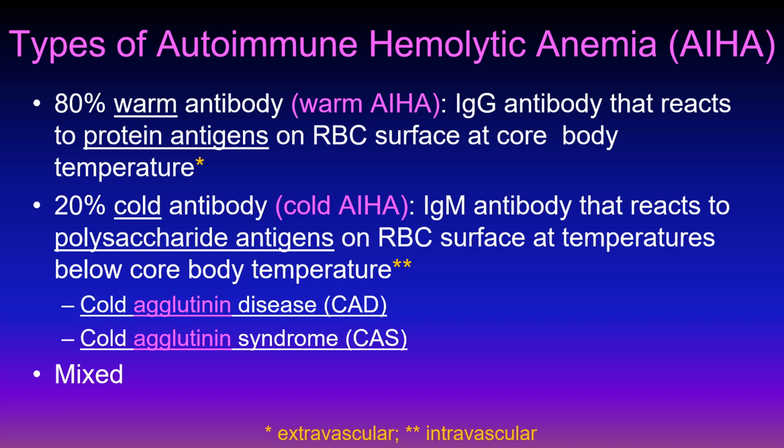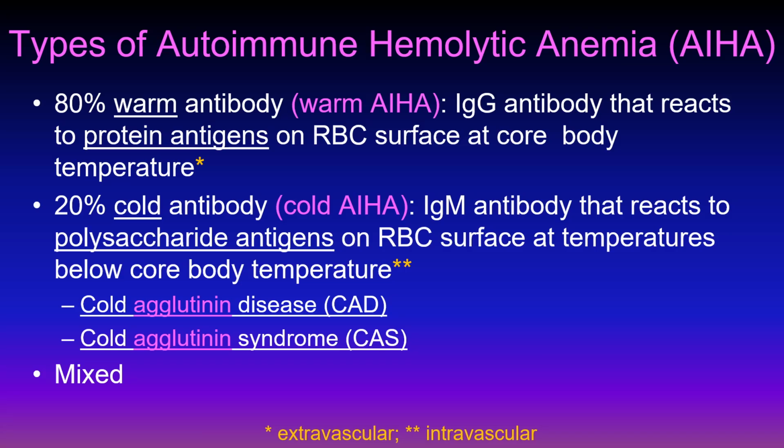Now, some of you may have a cold antibody. This is a different kind of antibody called an IgM antibody that has an interesting property. It only reacts to sugars on the surface of red cells when the temperature is low. And this is called a cold agglutinin. As I'll describe momentarily, there are two types of cold antibody diseases. One is called cold agglutinin disease, and one is called cold agglutinin syndrome. And I'll distinguish these momentarily.